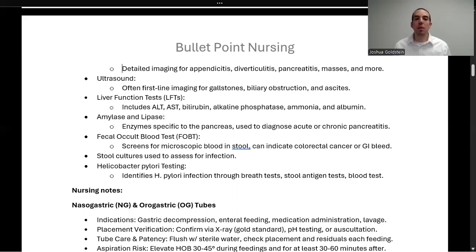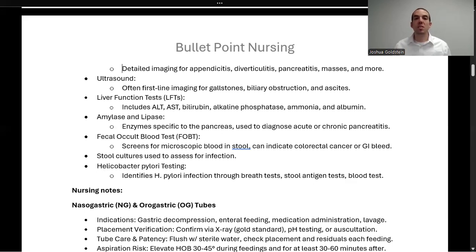Next, let's talk about NG and OG tubes. An NG tube, a nasogastric tube, goes in through the nose, down into the stomach. An OG tube, orogastric, goes down the throat, down into the stomach. Both of these are used for patients that we want to get access to the stomach, but that are not able to safely swallow or eat for whatever reason, or sometimes we do it for decompression. So let's go through it.